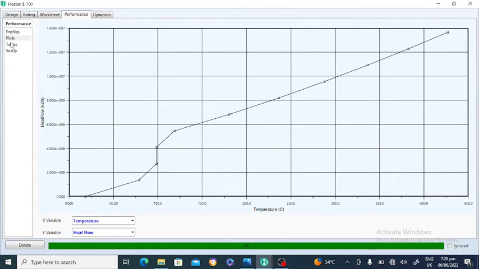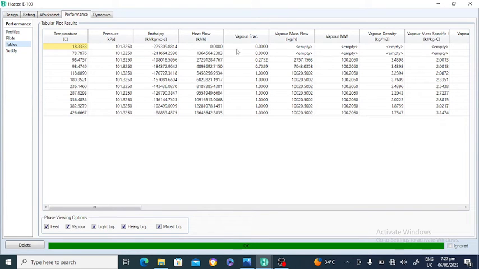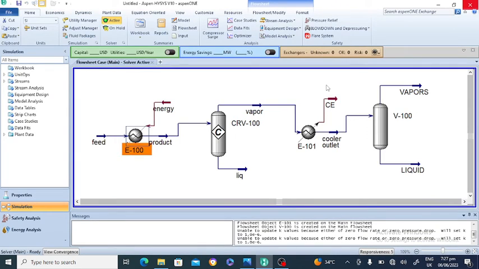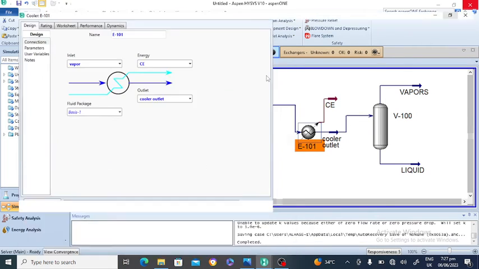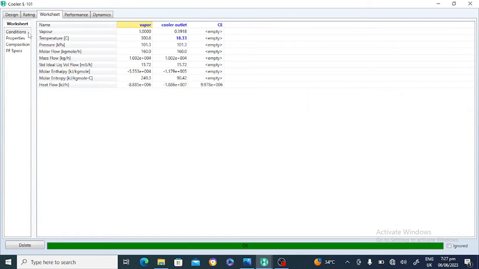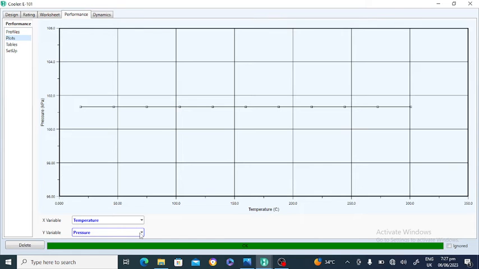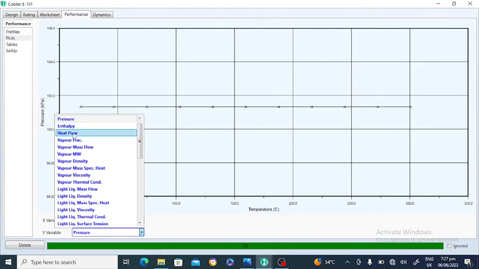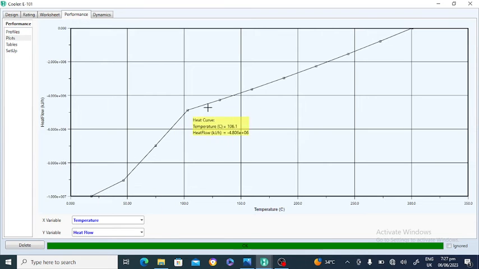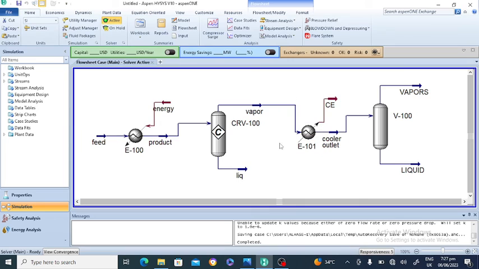You can also plot the table. For example, click on the table. This is the temperature, pressure, enthalpy, etc. So this is the table. Now close this one, and the cooler, you can also check the cooler profiles. For example, go to the worksheet, and here this is the composition performance. Go to the plots, and suppose go to the heat flow. So this is the heat flow across the cooler.